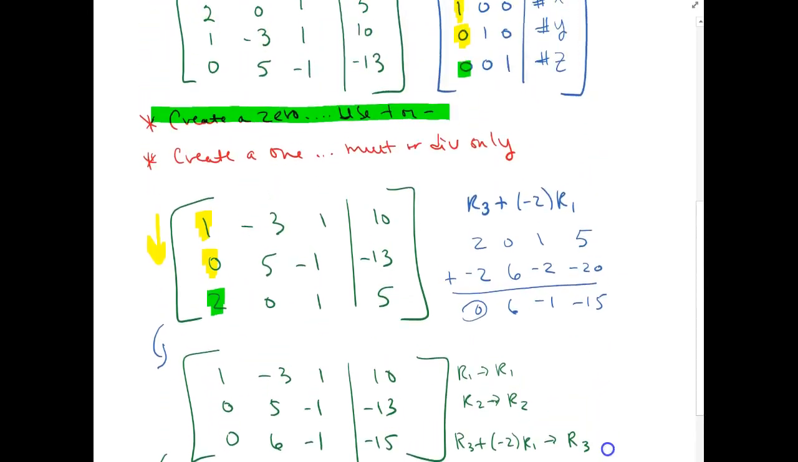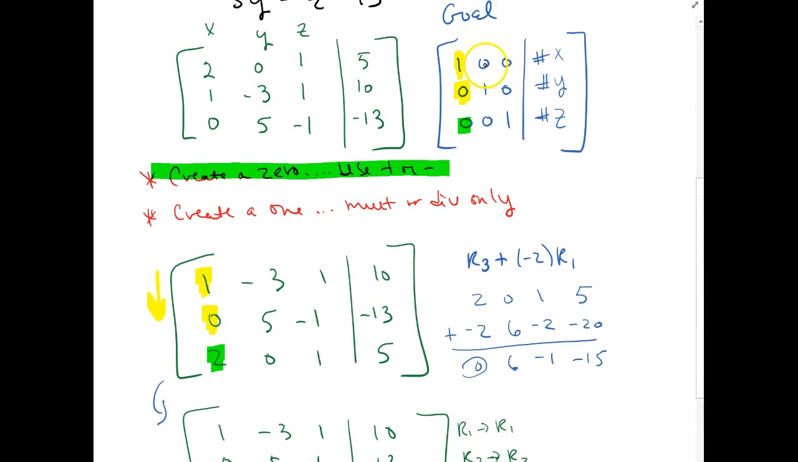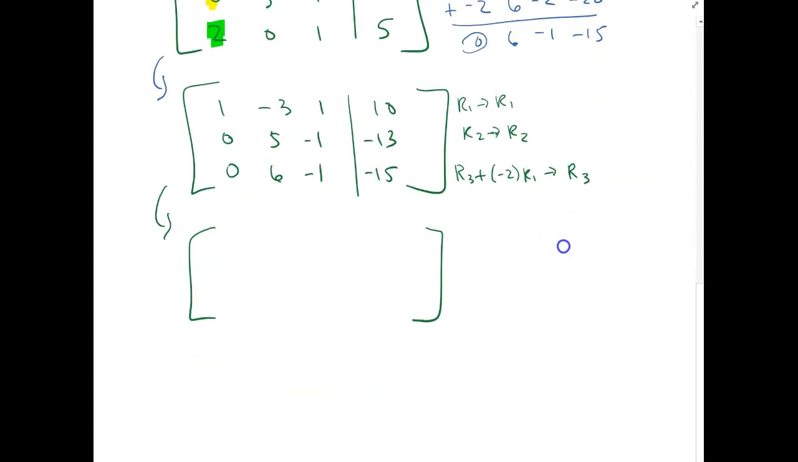Then I move to column 2, and what am I supposed to have in this one? I'm supposed to have a 0, 1, 0. So that's the order I'm going to try to make that happen. 0, 1, 0. So I need this number to be a 0. So just like we said a second ago, to make a 0, you're either adding or subtracting.